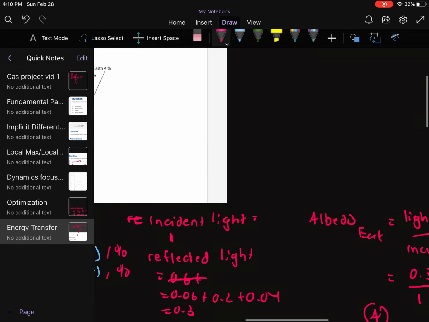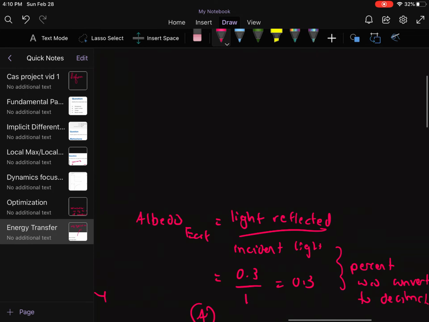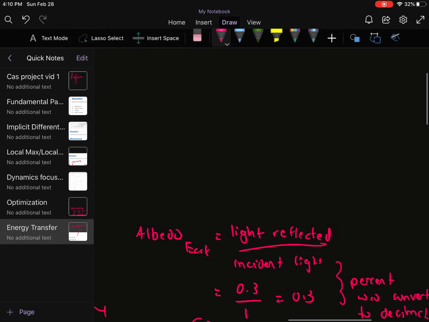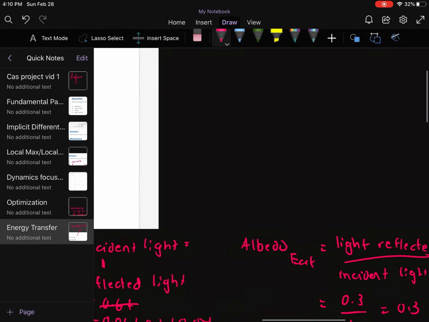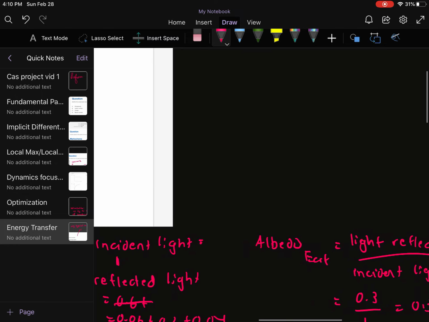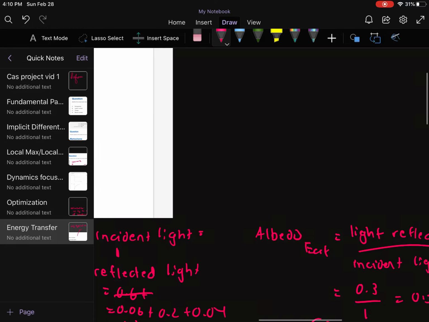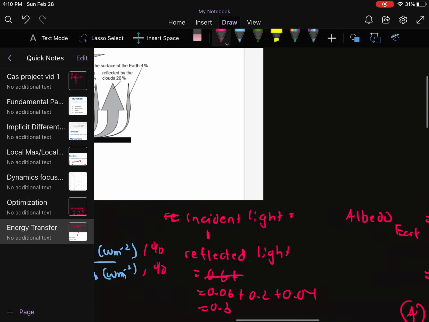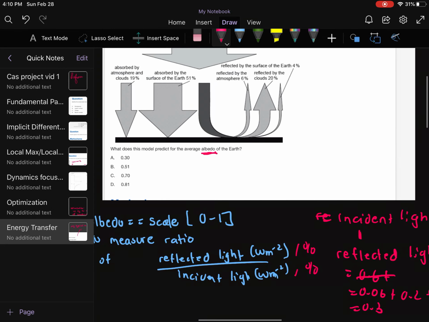And to calculate the albedo of the earth, it's the light reflected over the incident light. So 0.3, which is what we found here, and then 1, which is the incident light, which is equivalent to 0.3. You can convert this to percentages, 30% over 100%, and then convert it to decimals, or just straight away convert it to decimals, up to you. That gives 0.3, and that gives the answer of A.